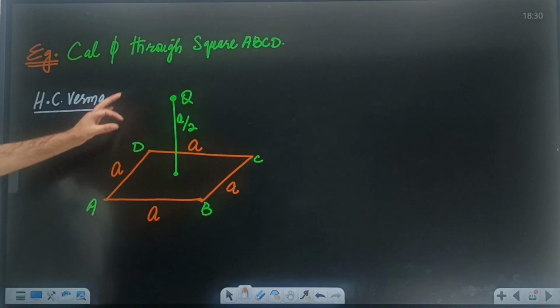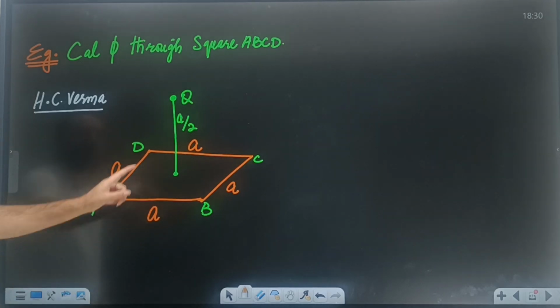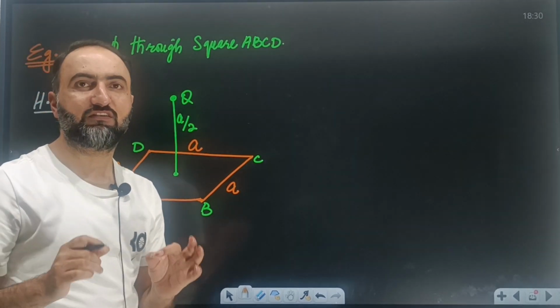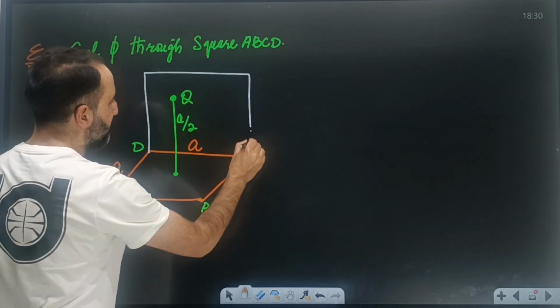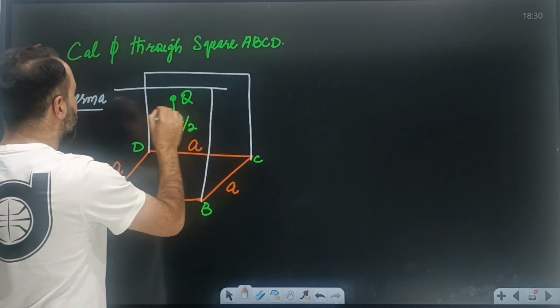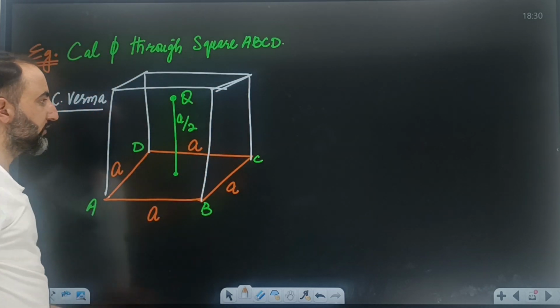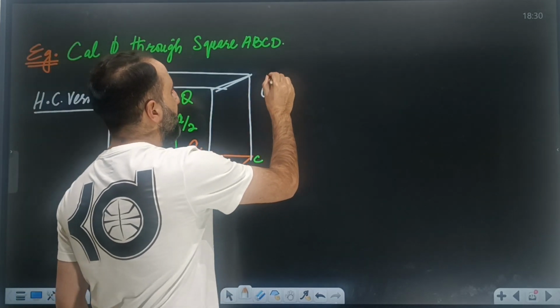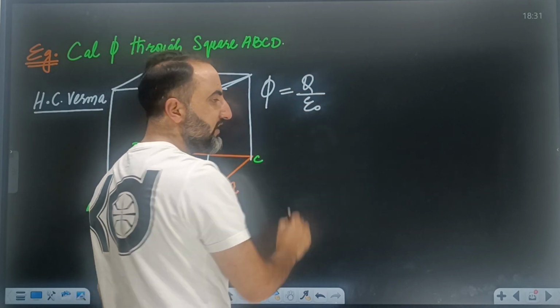Okay. Charged particle is here, beta, at a distance of a by 2. This square is there. Through this square you have to find out what is the flux. Now simply again see that this charged particle is placed at the center of this cube. This is the cube and it's placed inside this cube. Now what is the flux for this entire cube? The flux for this entire cube is equal to Q divided by epsilon naught, isn't it?